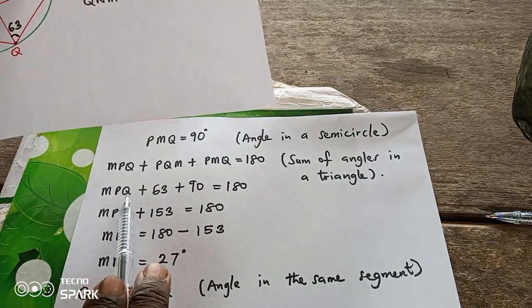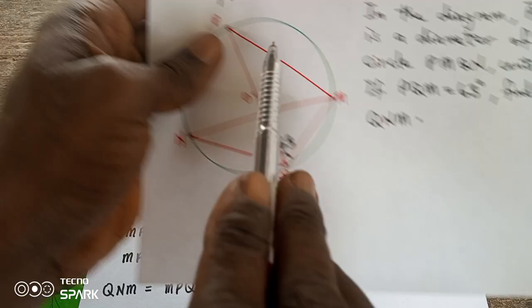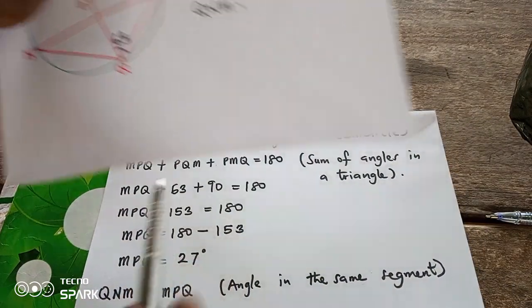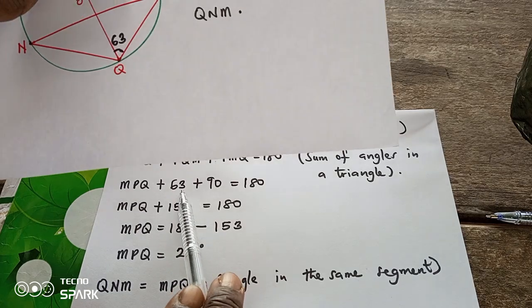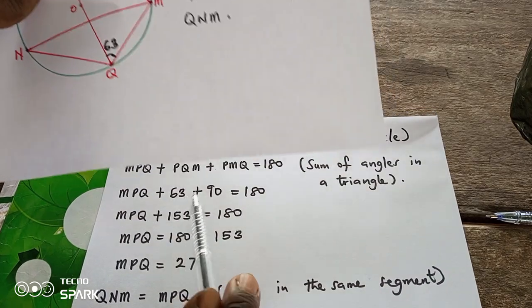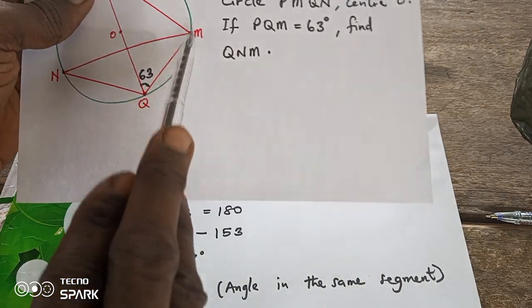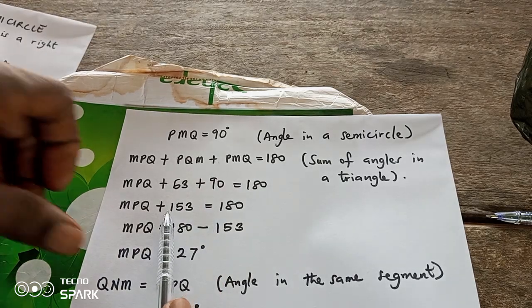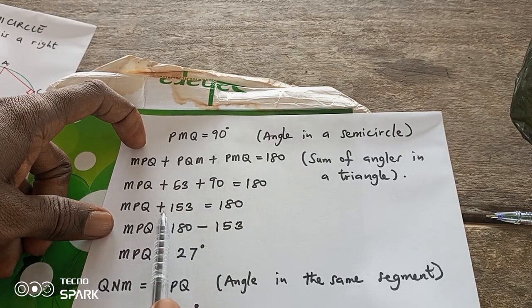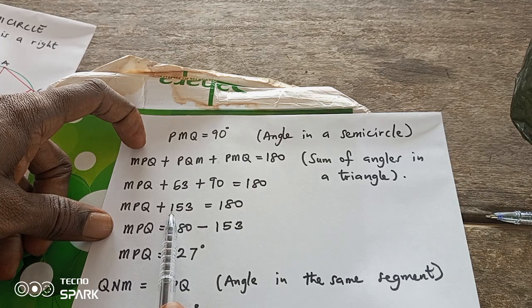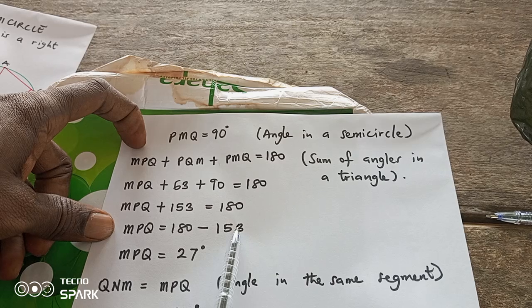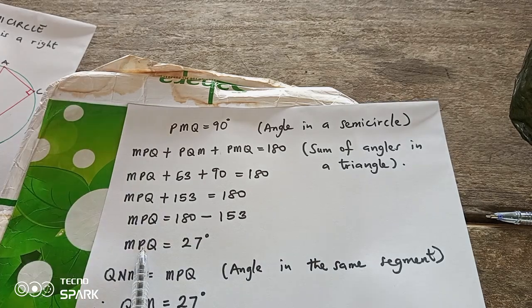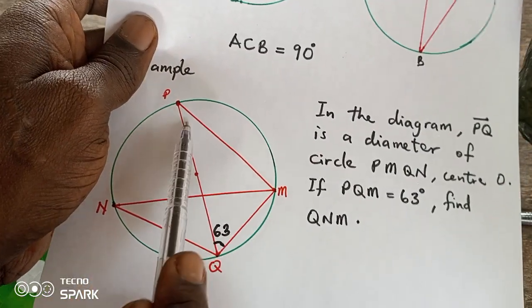So angle MPQ, we don't know that one. The angle here plus angle PQM is what? 63 degrees. Then angle PMQ, this whole angle, is what? 90 degrees, equal to 180. 63 plus 90 will give us 153. If we bring this 153 from this side to the other side, it will become minus. So 180 minus 153 will give you 27 degrees. So this particular angle here is now what?